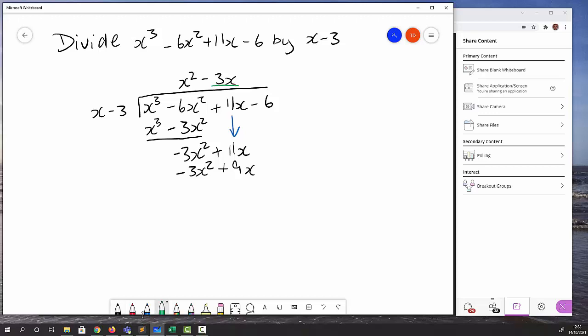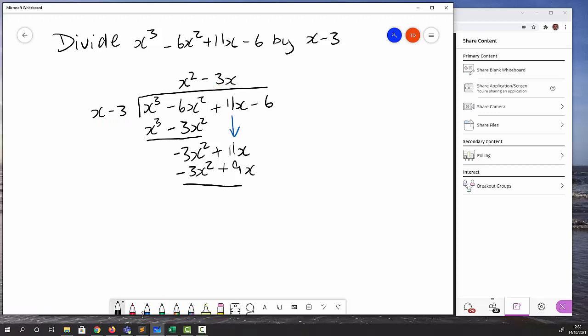So I've got minus 3x, and I'm multiplying x minus 3 by that. So I'm going to get minus 3x squared, which is what I've got there, and then I'm going to get minus 3 times minus 3x, which is plus 9x, which is what I've got there. So now just remove those lines and go to black.